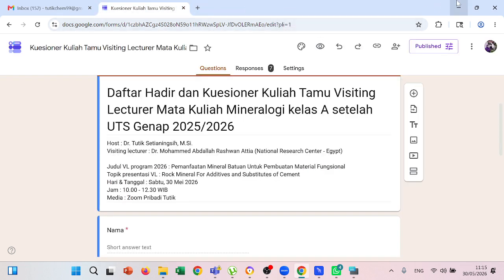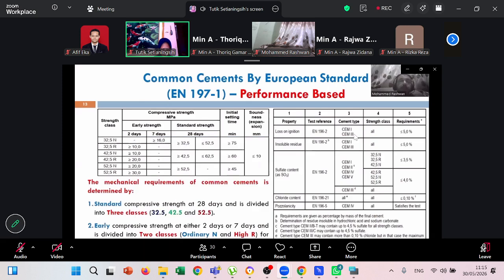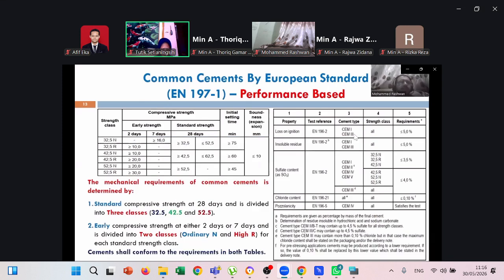Now we will speak about the common cement according to EN, but based on performance. Here we will speak about comparative strength, initial setting time, and soundness expressed by expansion. According to the comparative strength, there are three main classes: 32.5, 42.5 and 52.5. This is according to the standard compressive strength at 28 days.